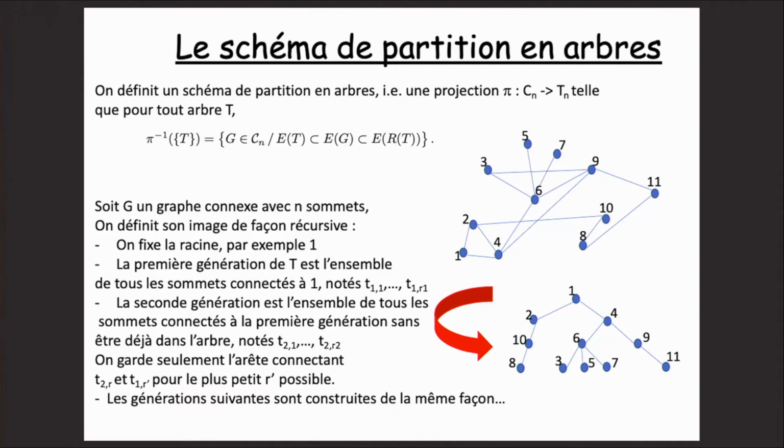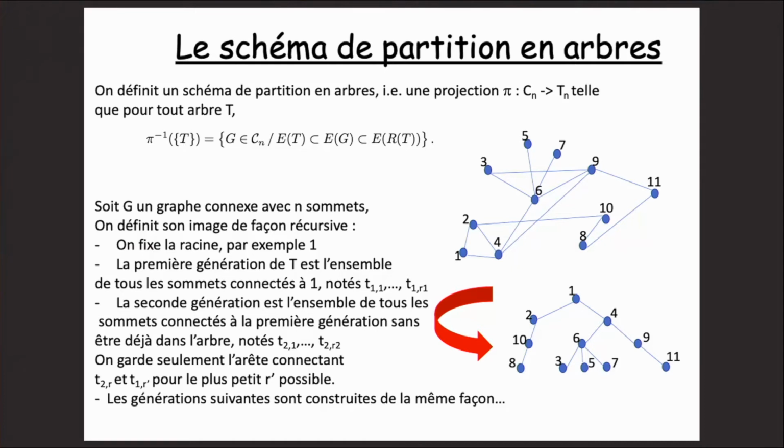Okay, so now the idea is to construct what is called a partition scheme. The partition scheme is just a mapping between the set of all connected graphs and the set of trees. So I would like to have this scheme sending all connected graphs onto a tree. I would like to explain how I will construct this tree.